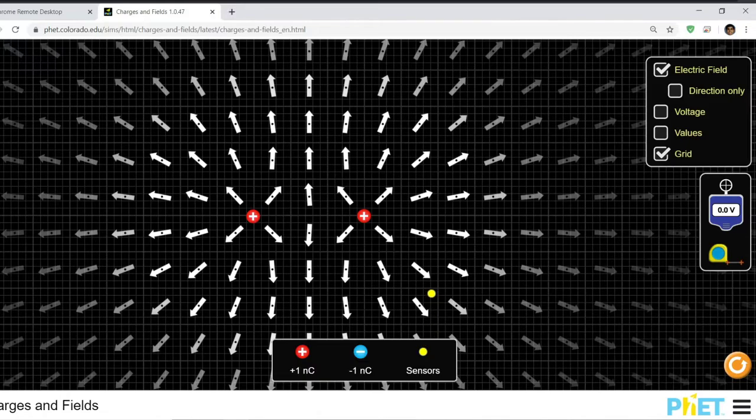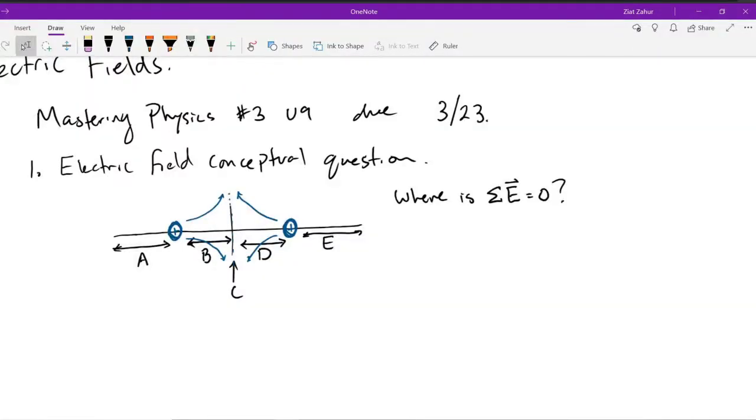Essentially you can try to use this sensor, and the sensor shows values. The sensor will show you where the electric field is 0. So right now it's at 31. As you can see, if I move closer and closer to the center, the value drops to 0, somewhere around there. Anywhere to the left starts increasing, anywhere to the right starts increasing. So somewhere around the middle is 0. So that means that the answer choice is C.